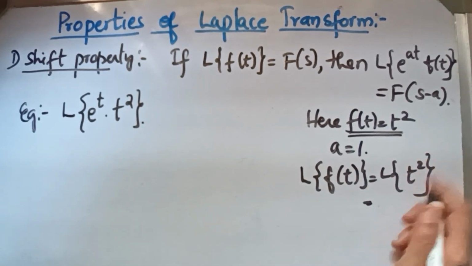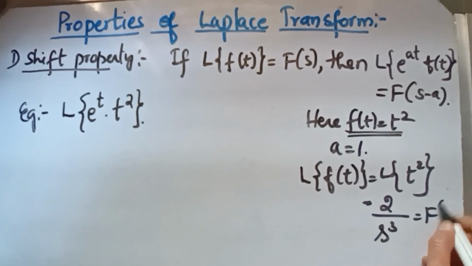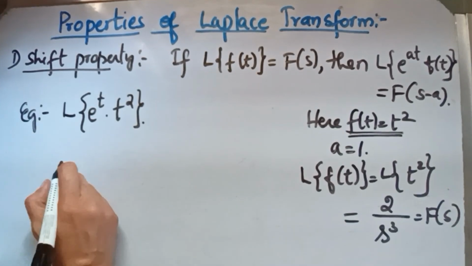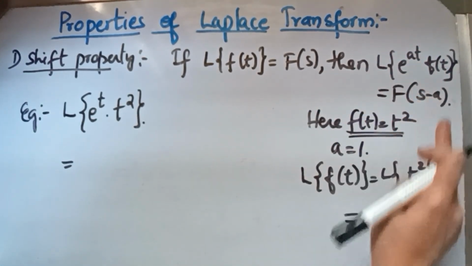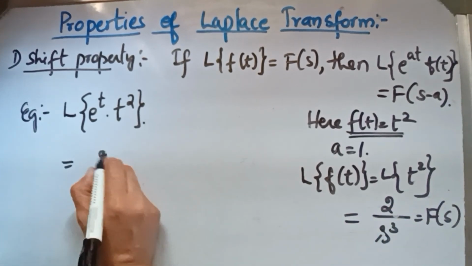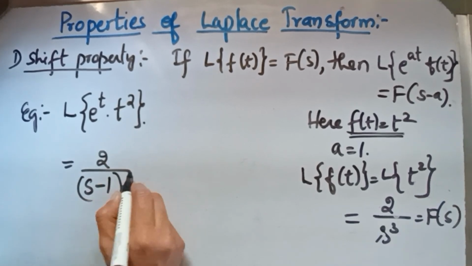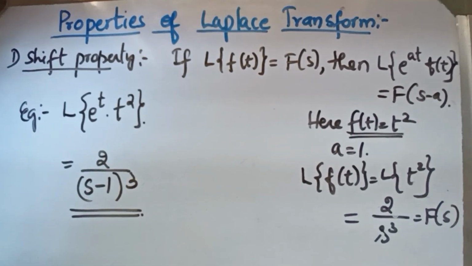Here, 2 is a positive integer. Therefore, 2 by s cube. This is your F of s. Now, you got F of s. Now, to get the Laplace transform of e power at f of t, you have to replace s by s minus a in this function. So you will get 2 divided by s minus a, which is s minus 1, whole cube. This is using the shift property of Laplace transform.